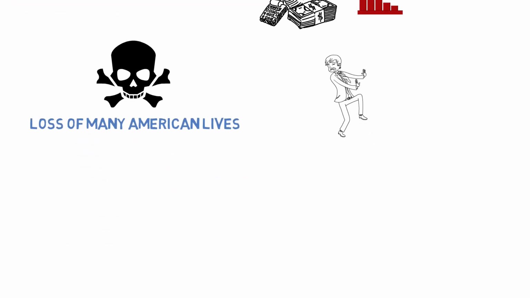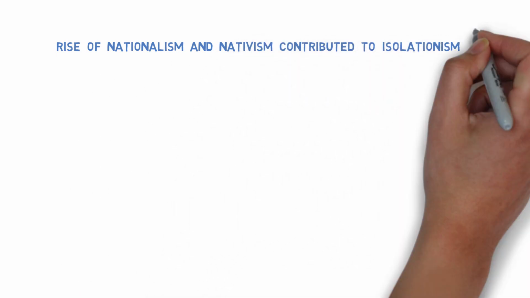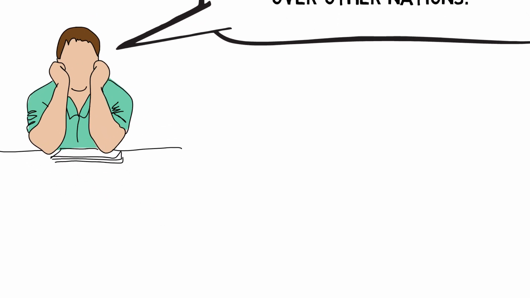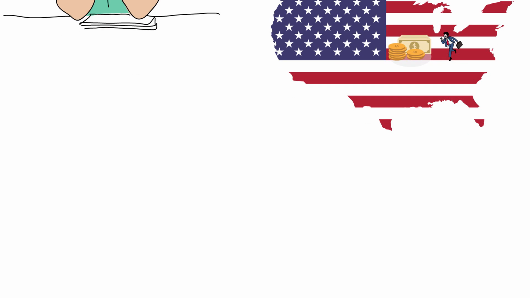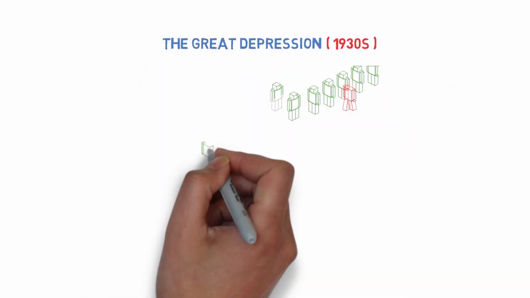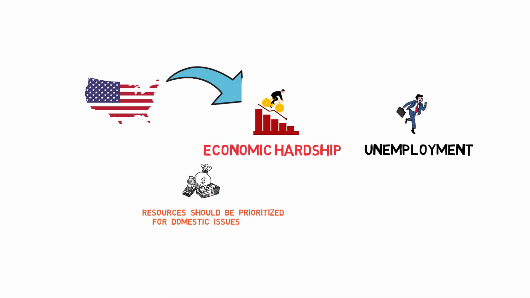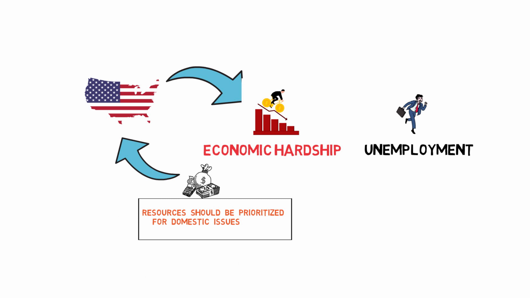Another factor that contributed to the appeal of isolationism was the rise of nationalism and nativism. Many Americans believed that the country should focus on its own affairs and prioritize the interests of its citizens over those of other nations. Additionally, the Great Depression of the 1930s heightened the appeal of isolationism. As the country faced economic hardship and high levels of unemployment, many Americans believed that resources should be focused on domestic issues rather than foreign affairs.